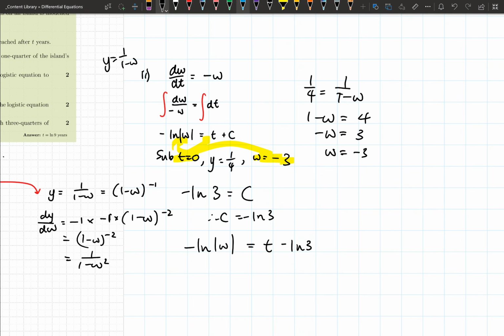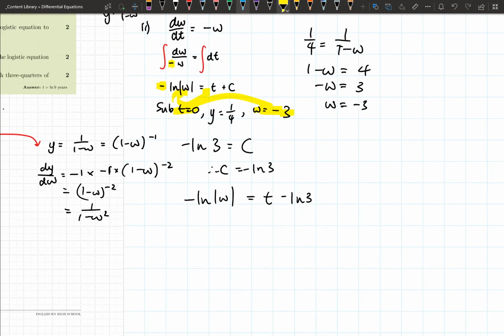Wait, why is it negative C? Oh, that's just a dot. Okay. Now from here you can continue to solve this and rearrange this equation, and you would end up getting, I believe, W is equal to 3e to negative t, which means that Y would be equal to 1 over 1 minus 3e to negative t, and you would get that solution if you kept going.